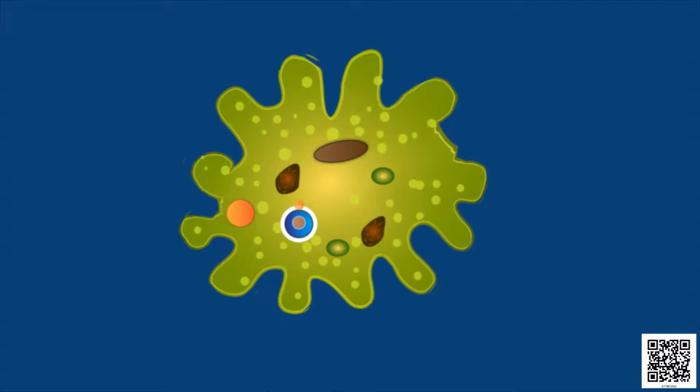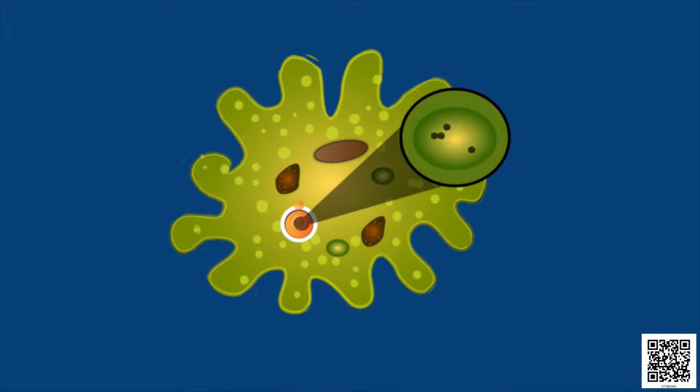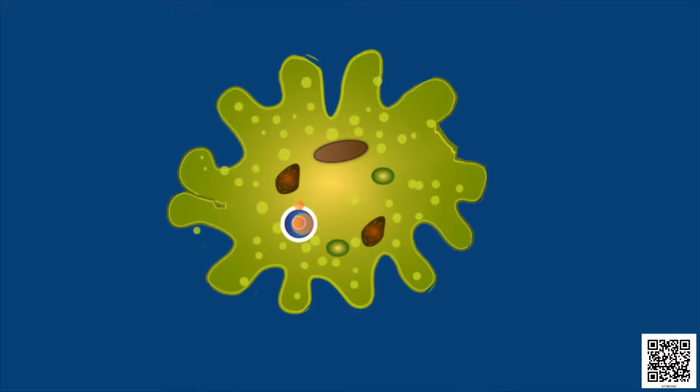The food becomes trapped in food vacuole. Digestive juices are secreted into the food vacuole. They act on the food and break it down into simpler substances. The undigested residue of the food is expelled outside by the vacuole.